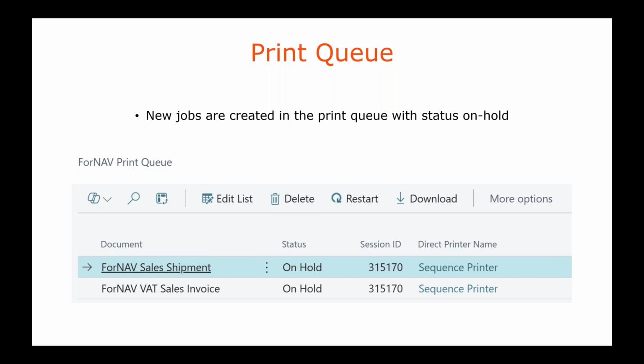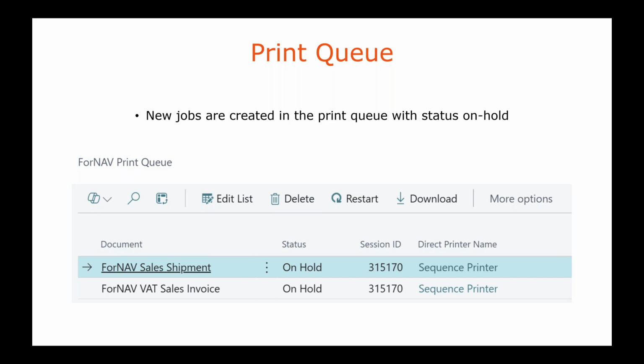The jobs will show up in the print queue as they normally do, but the status will be on hold. But you can also see that we have the session ID in here. The session ID is the user session that is printing these jobs, and we use the session ID to figure out which print jobs belong together.